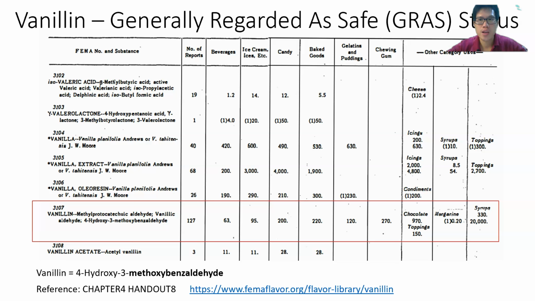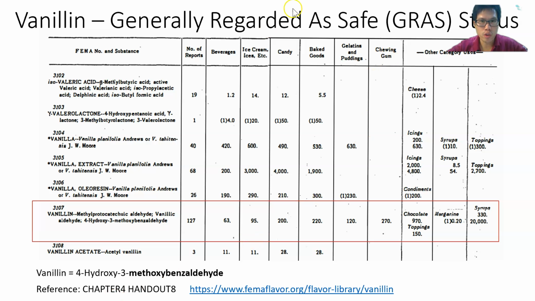Okay, so you can see from here, vanillin, which is the one that I showed you just now with the structure. If it's synthetic, 100% of this is listed as GRAS. GRAS means generally regarded as safe. The quantity for usage has been written over here. You can see that it is widely used for different types of food products: beverage, ice cream, candy, baked goods, gelatin, and so forth.